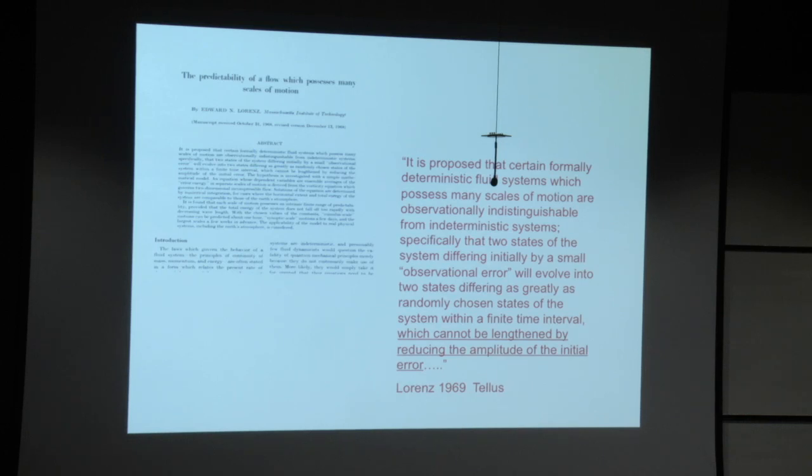He proposes that certain formally deterministic fluid systems which possess many scales of motion, so that's the key point, many scales of motion, not the three Russian dolls, but essentially an infinity of Russian dolls, are observationally indistinguishable from indeterministic systems, specifically that two states of the system differing initially by a small observational error will evolve into two states differing as greatly as randomly chosen states of the system within a finite time interval. In our calculation, it was 10 days. And now here's the real kicker: which cannot be lengthened by reducing the amplitude of the initial error. So this is very radical.